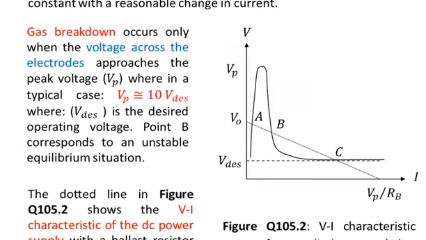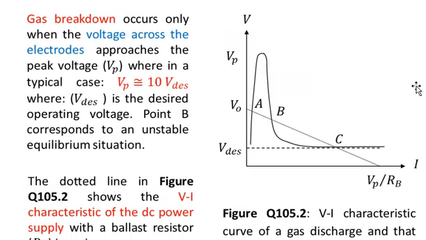So when you keep on decreasing the value of RB, you are allowing more current to pass through the ballast resistance, and more current to pass through the laser tube. It means that you are applying more electric field, more voltage, across the laser tube. So what will happen? The voltage will increase with the decrease in ballast resistance, and it will reach a peak value Vp.